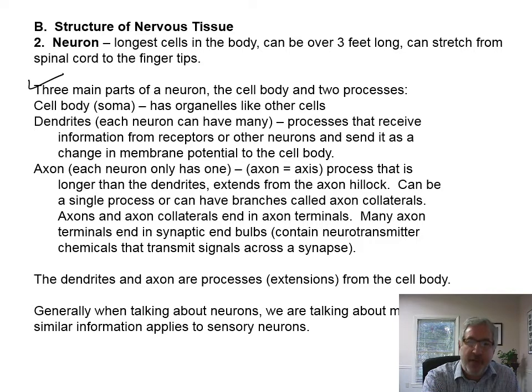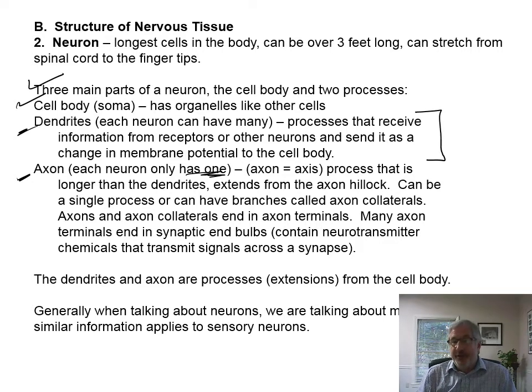You have the cell body. You have two types of processes. You have the dendrites and you have the axon. And there's only one axon per neuron. And the dendrites receive information from receptors or other neurons that are nearby, and they send that electrical signal to the cell body. And that electrical signal is a change in what's called the membrane potential. Okay, we're going to talk about what that is at the end of this, but just remember it's an electrical signal.